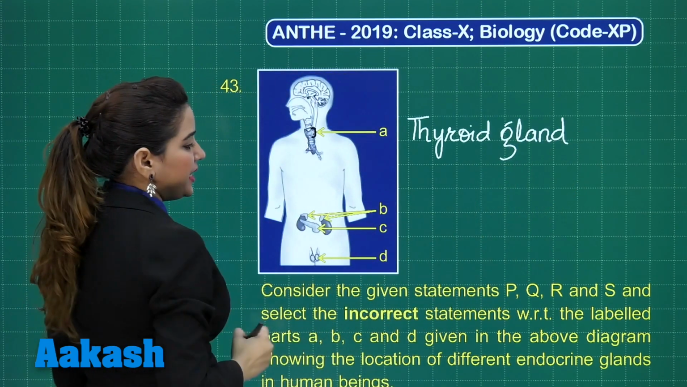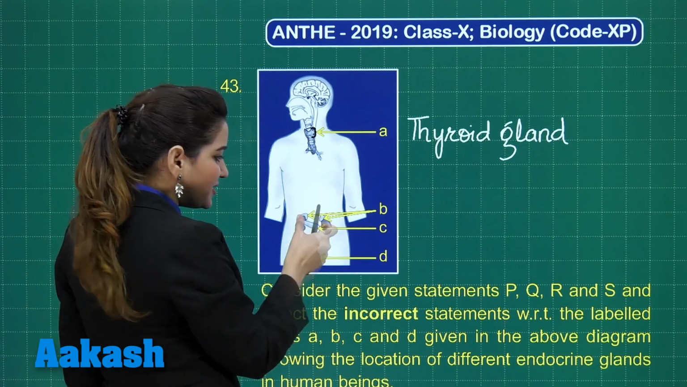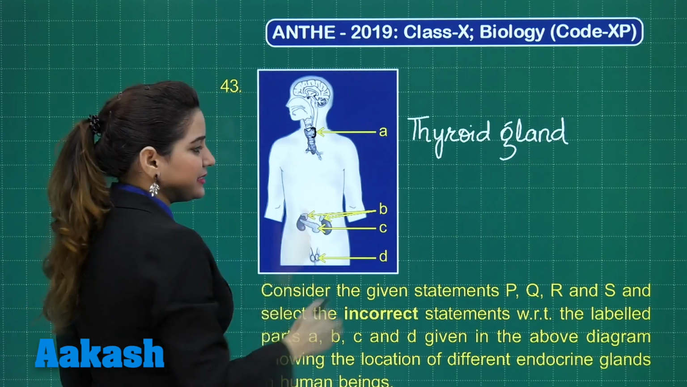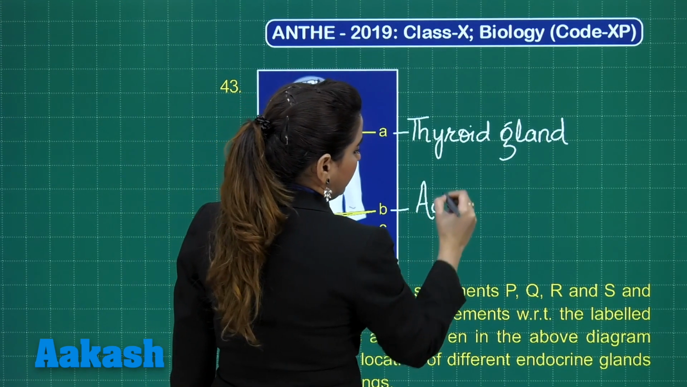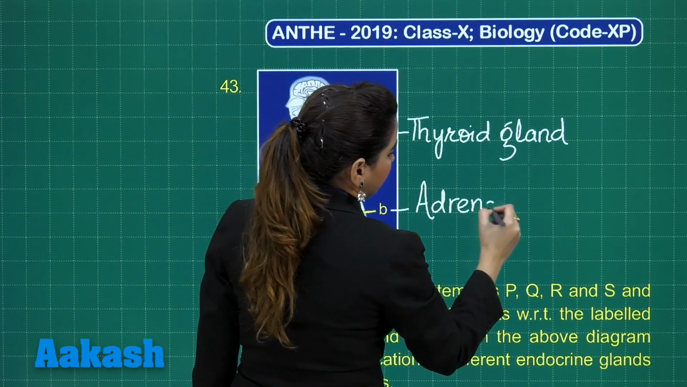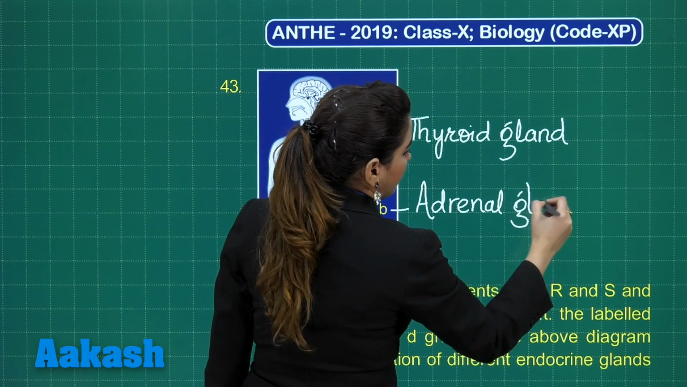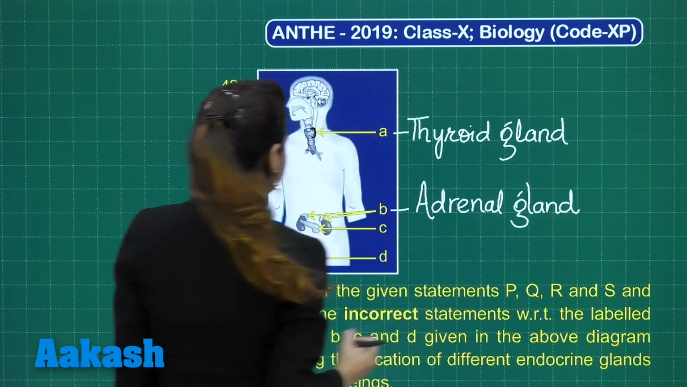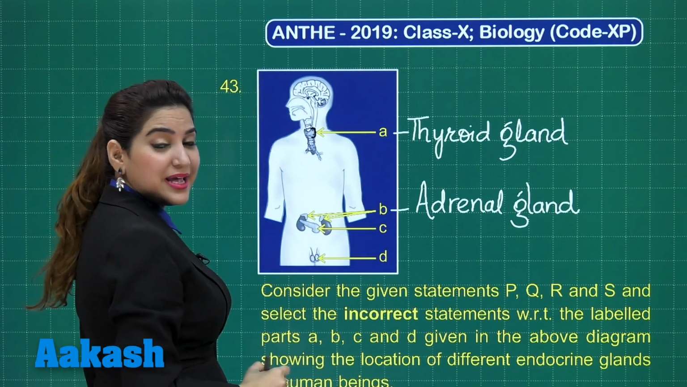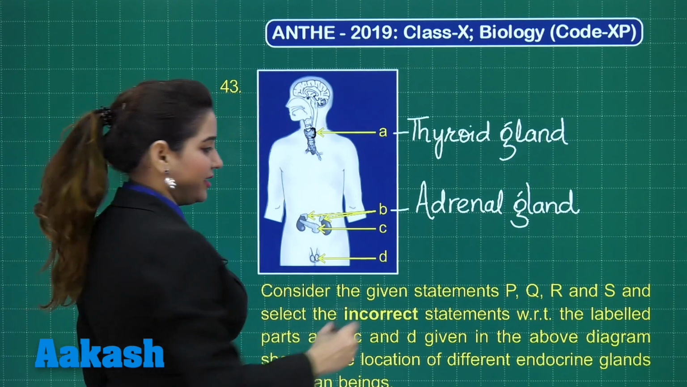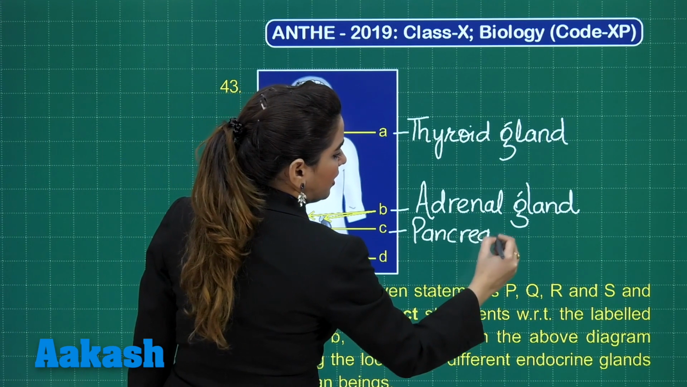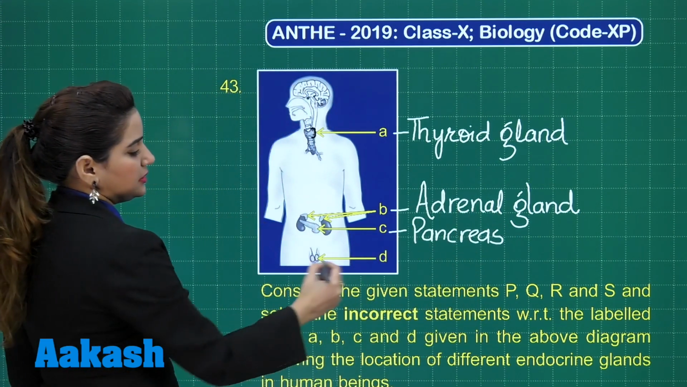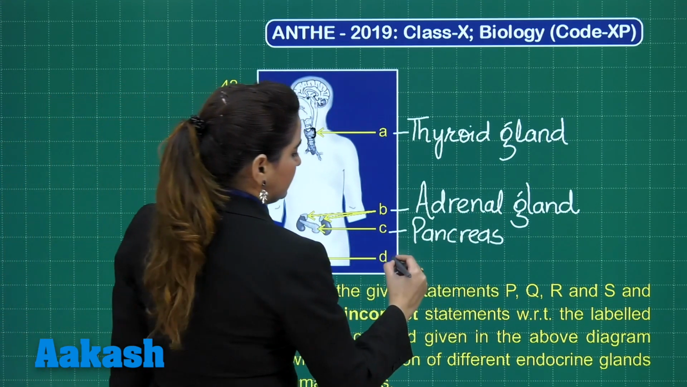Now if you can see, B is a gland which is located at the top of the kidneys, which is your adrenal gland. Yes, this is your adrenal gland. Moving next, C. C is pointing towards pancreas. So I'll write down pancreas it is. And the last, you can see here, D is pointing towards testis.